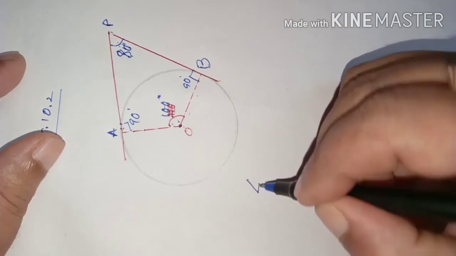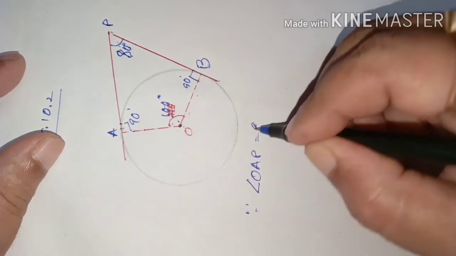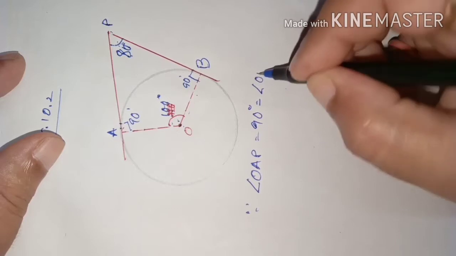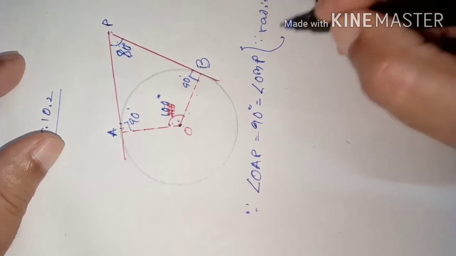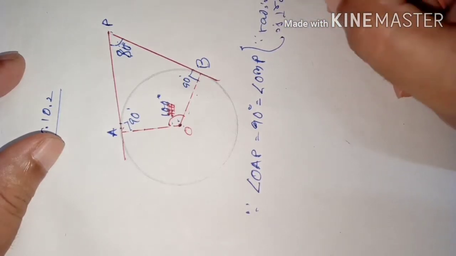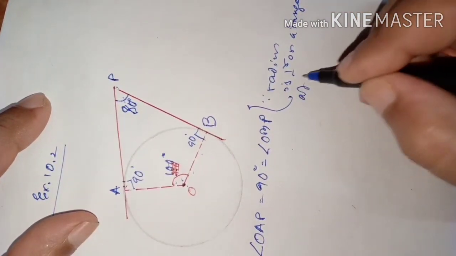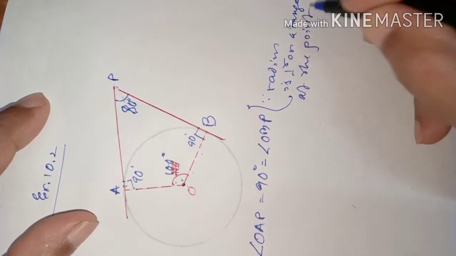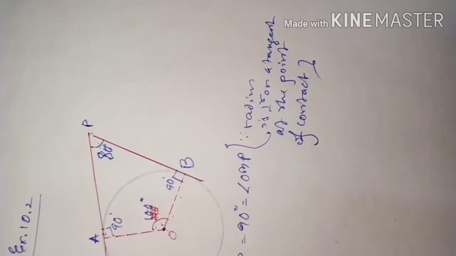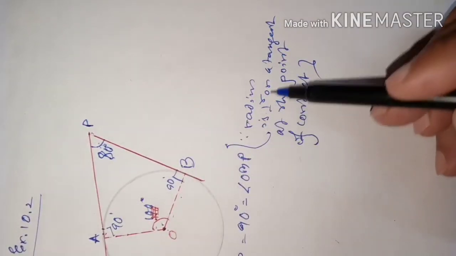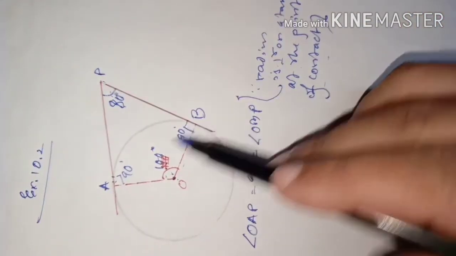Since angle OAP is equal to 90, which is also equal to angle OBP, because radius is perpendicular on a tangent at the point of contact. So here I have written what? Radius of a circle is perpendicular to a tangent at the point of contact. That's why both these angles are 90 degree.